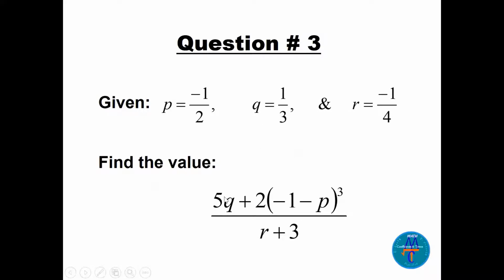5q, see this is the q here, plus 2 in the bracket, minus 1 minus p, all cubed, divided by r plus 3. This is a lengthy question. Too much arithmetic, numbers, fractions, LCD, I know. It is not difficult, but maybe many calculations are there. You can try it if you like, please. You can pause the video and then we can see the answer and the solution, complete solution, next slide.